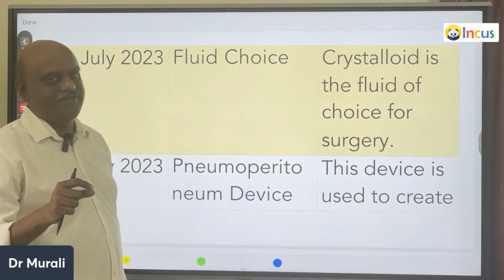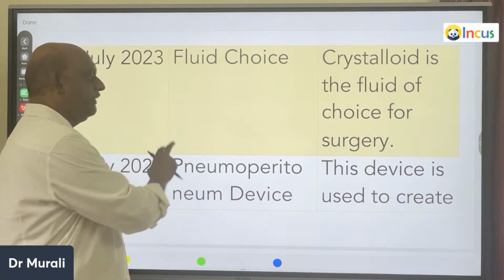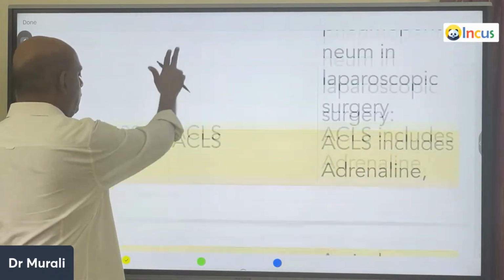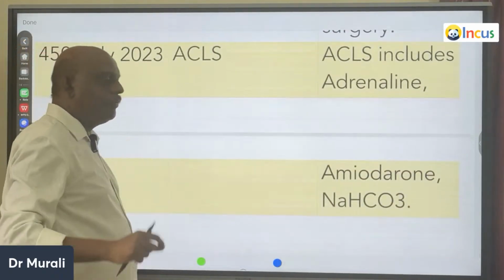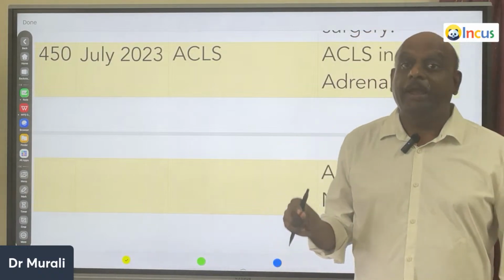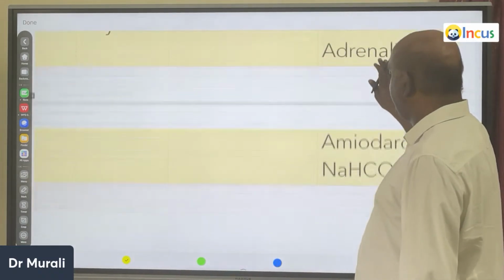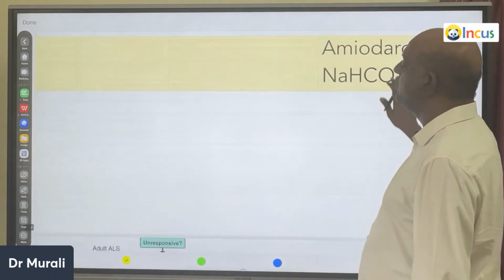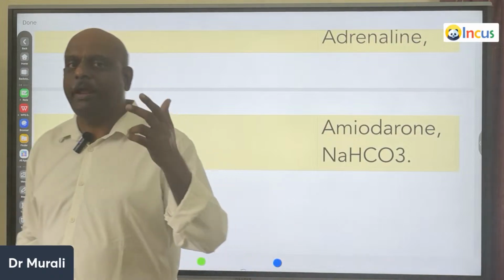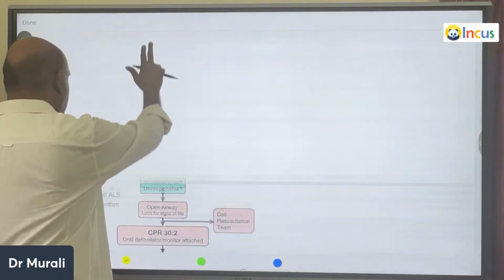Colloids, crystalloids. Which is the fluid of choice in surgery? Crystalloid is the fluid of choice in surgery. Right, doc? Now, what are the drugs included in the advanced cardiac life support, ACLS? Adrenaline, amiodarone, soda bicarb. Adrenaline, amiodarone, and soda bicarb are the ones which are included.